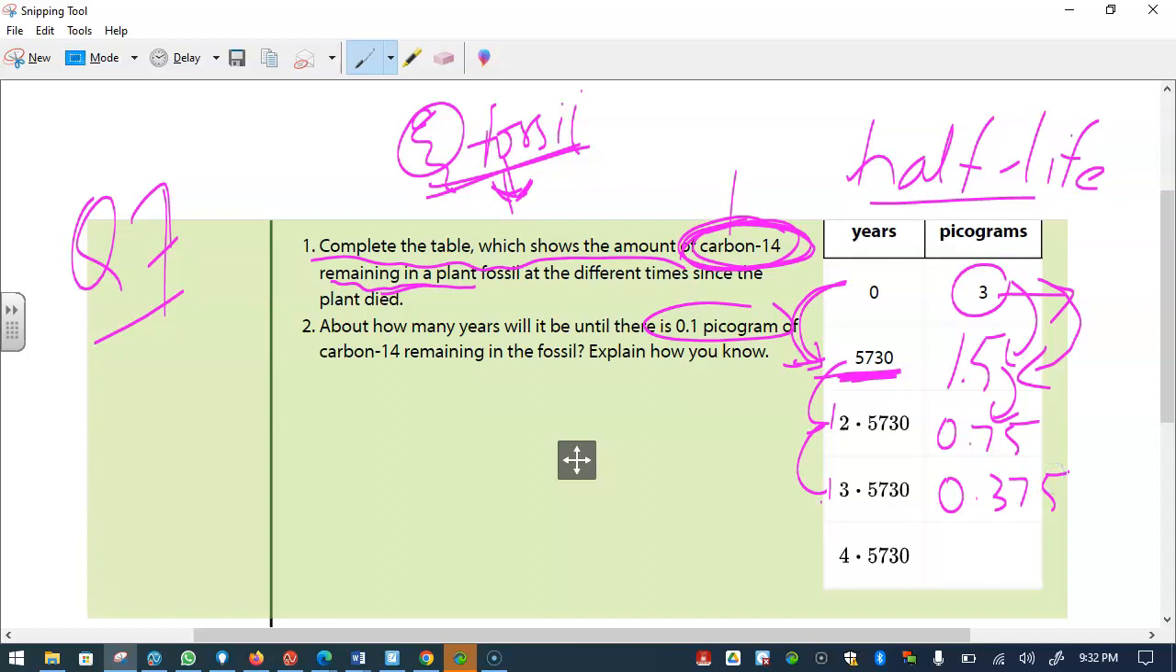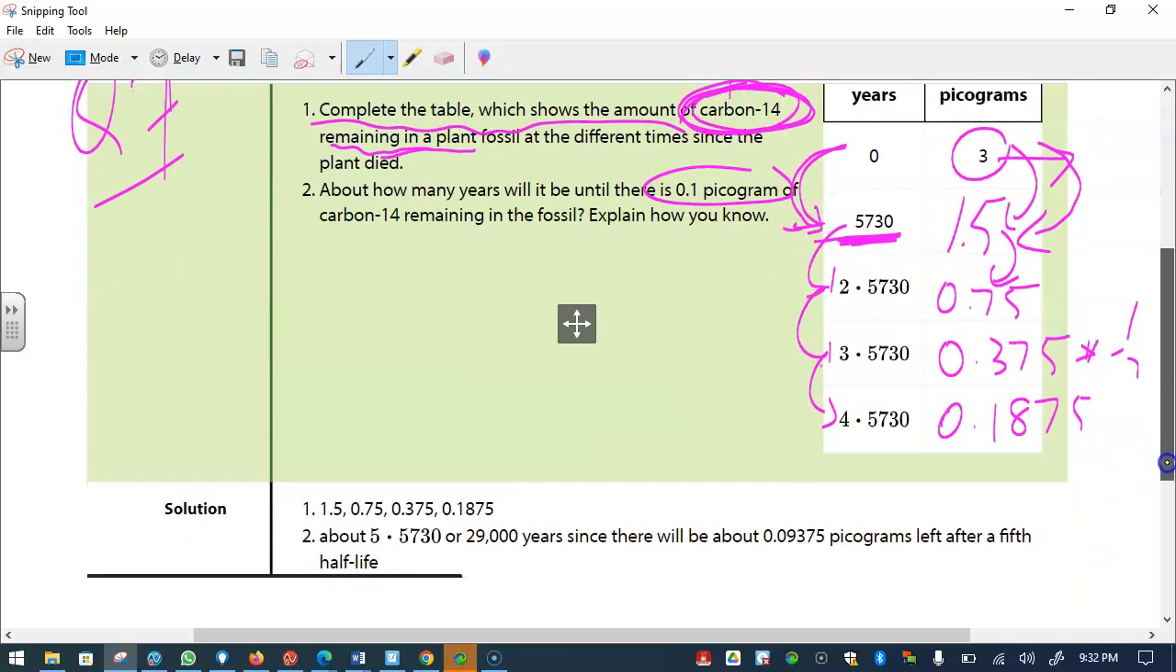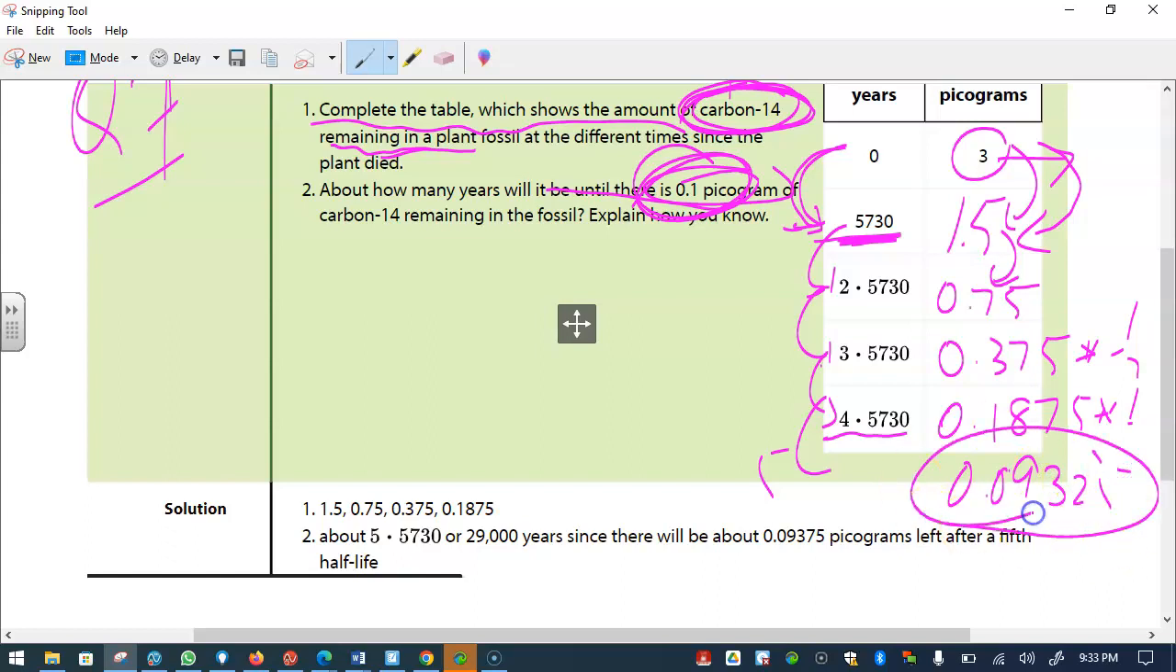See? And then again you make a half of this and you get 0.1875. See? And the next one, so the question is, when will it be until there is so many picograms? So that means there's another time you do 5 of those half-lives, and you multiply by half, and you get 0.09. I think it's 0.09375. See, and this number is smaller than 0.1. So that's how it is.